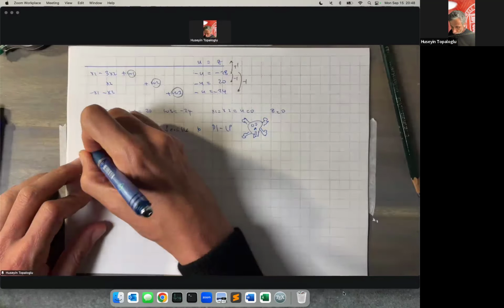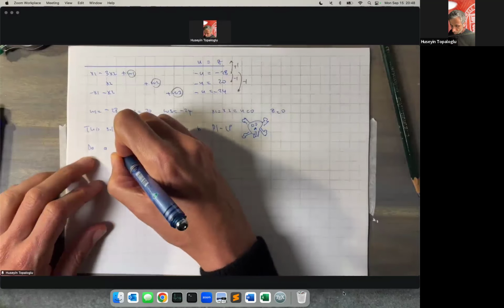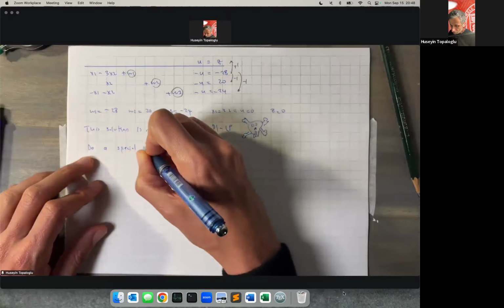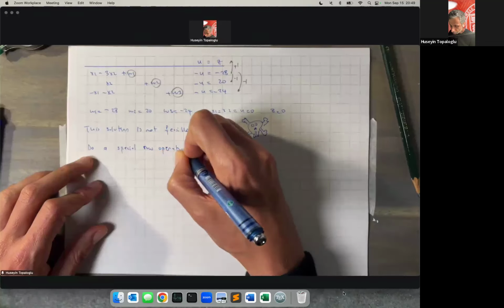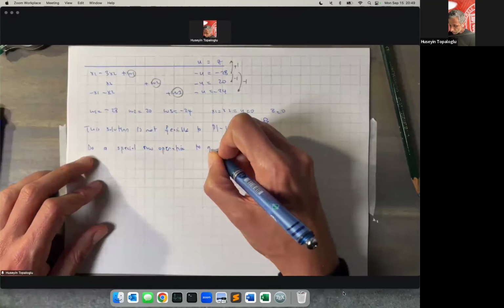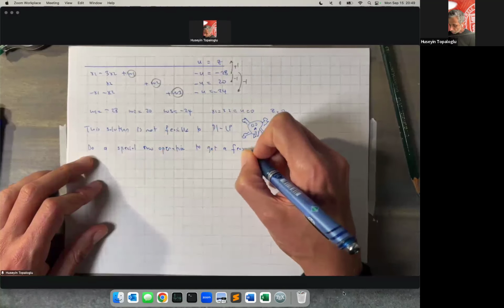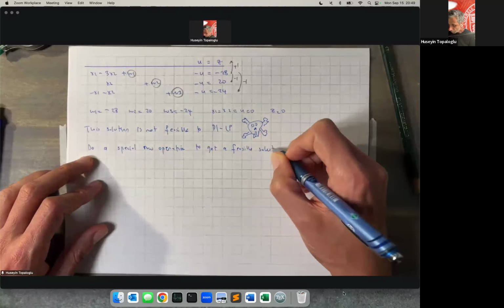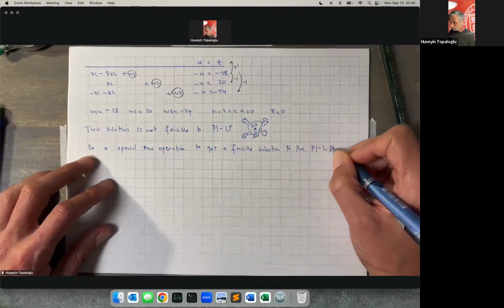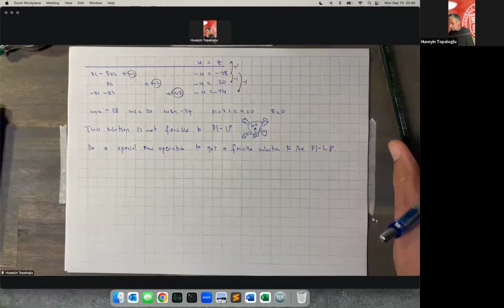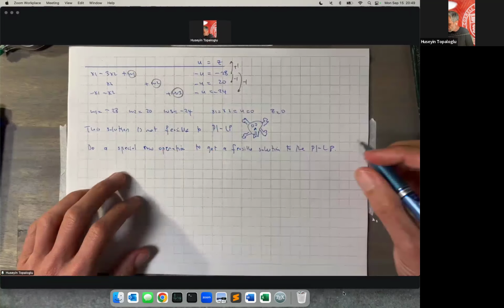So do a special row operation to get a feasible solution to the phase one LP. Take the constraint with the most negative right-hand side.